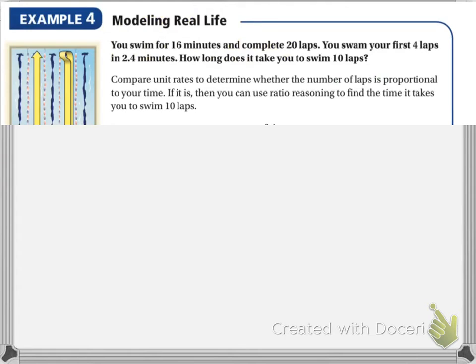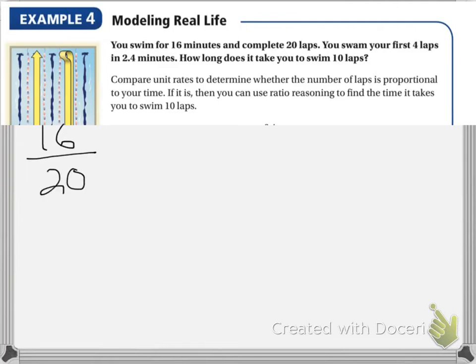All right, we have one more example modeling real life. It says you swim for 16 minutes and complete 20 laps. You swim your first 4 laps in 2.4 minutes. How long does it take you to swim 10 laps? All right, so we're looking at minutes and laps here. So our first ratio that they give us is it takes 16 minutes for 20 laps.